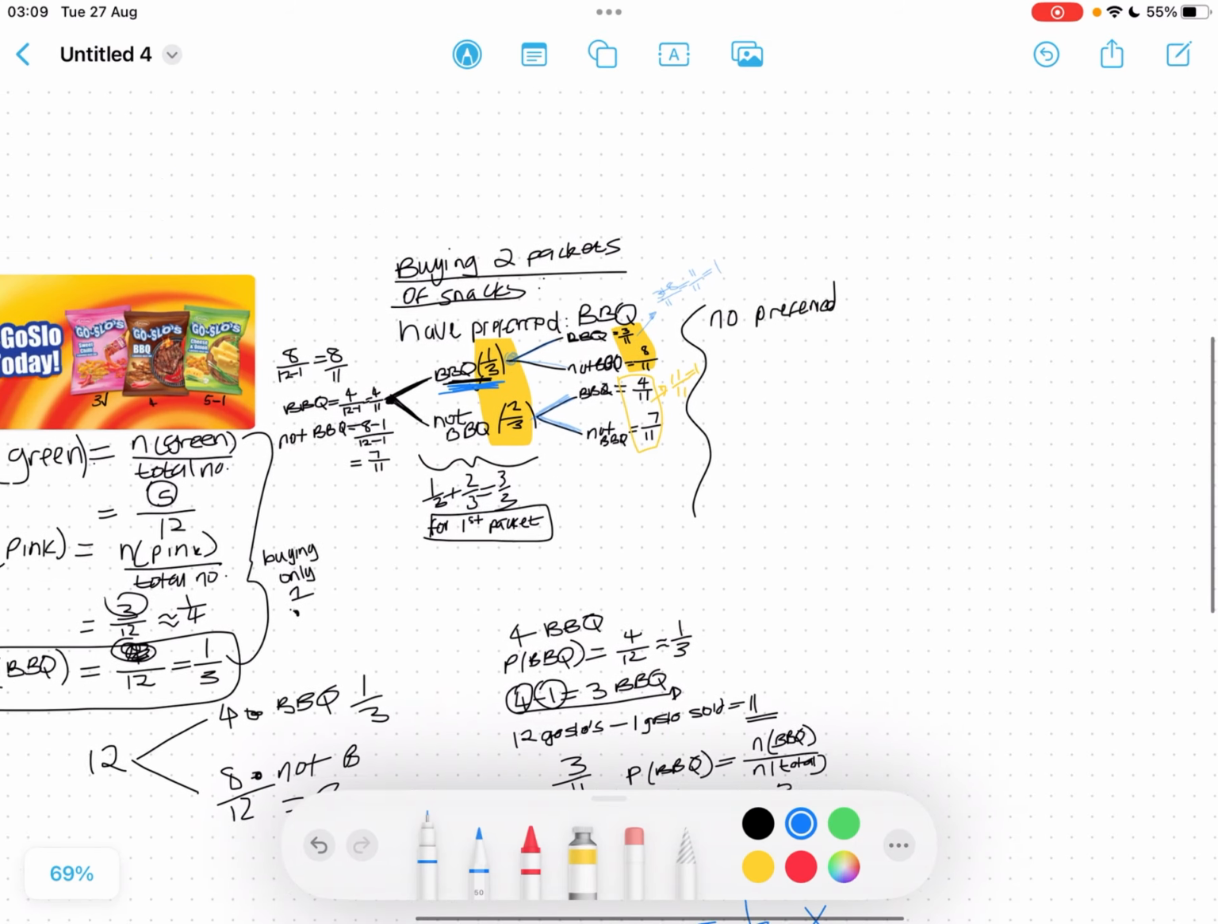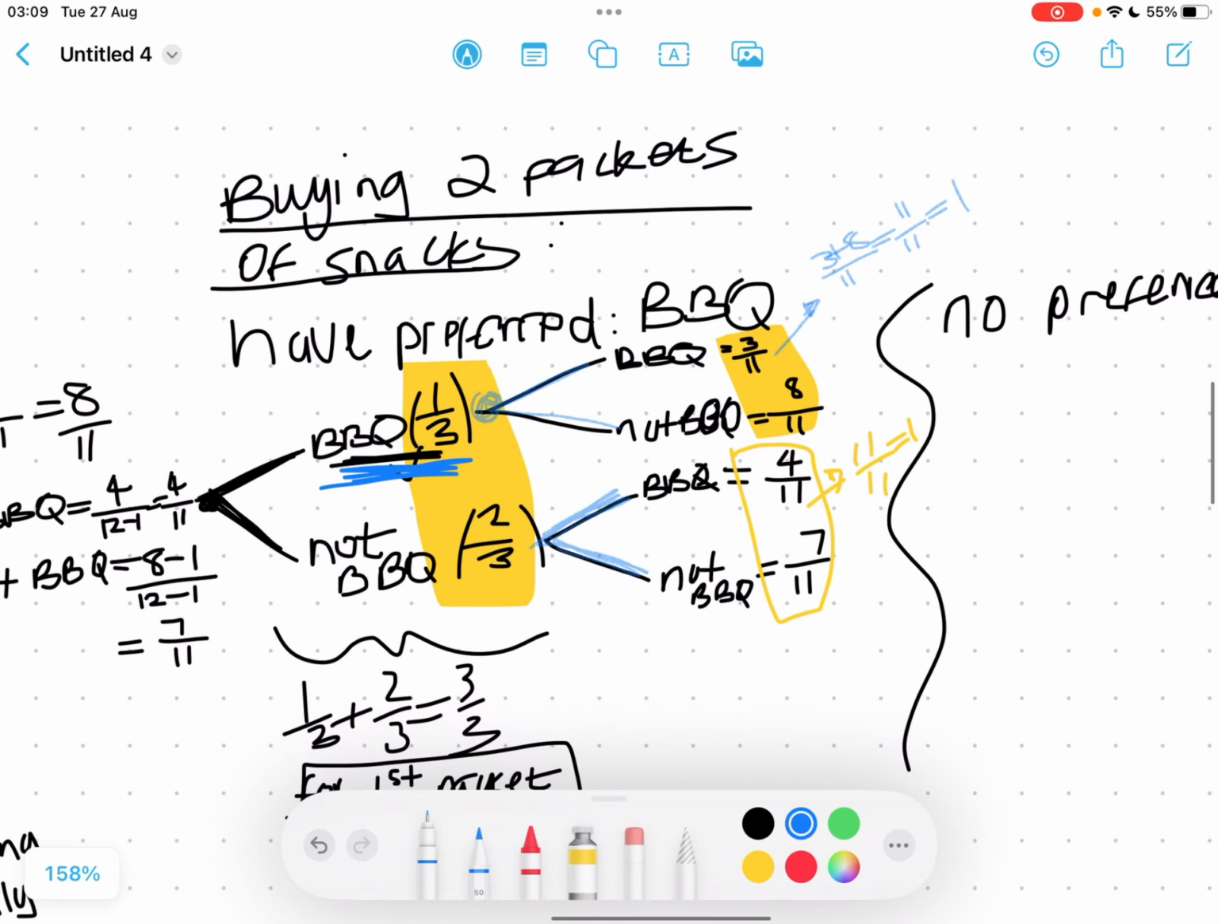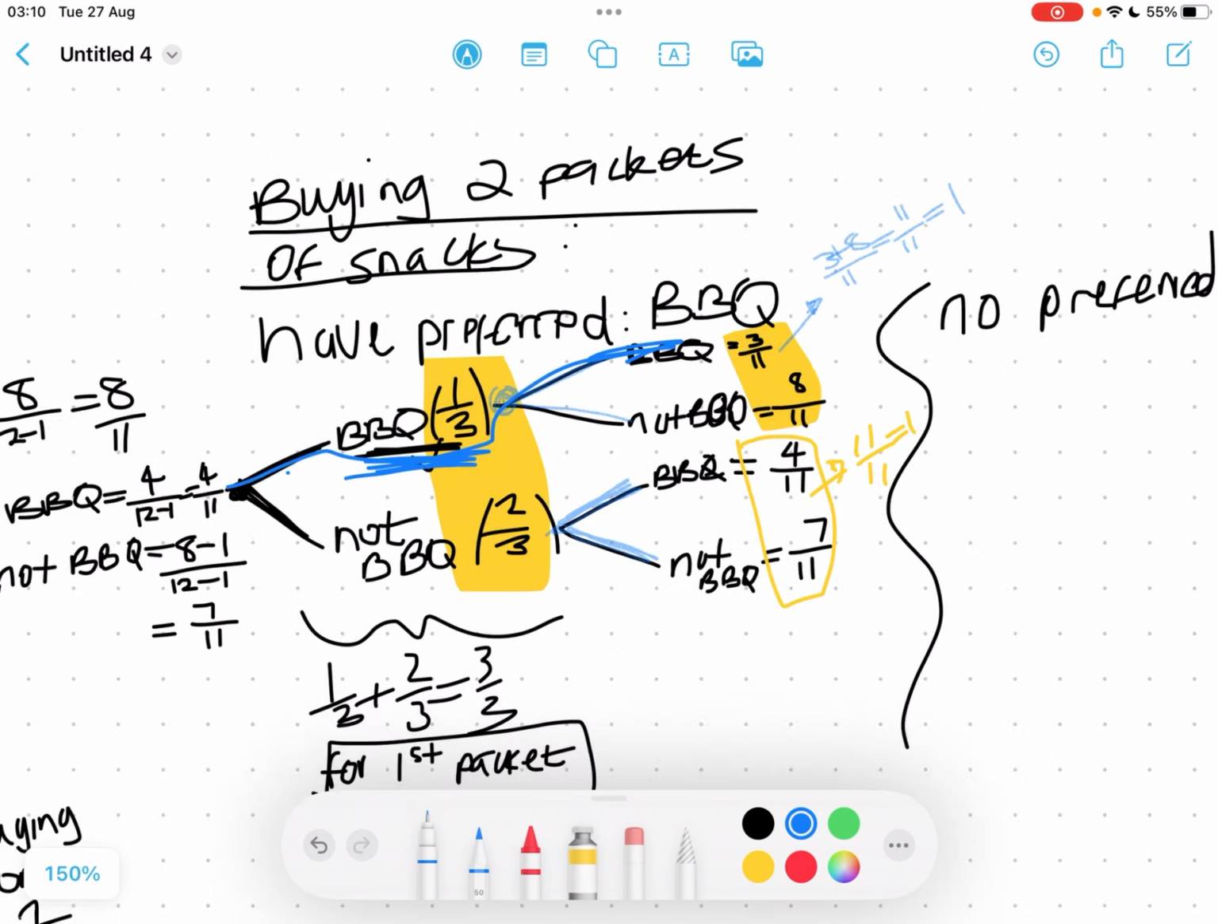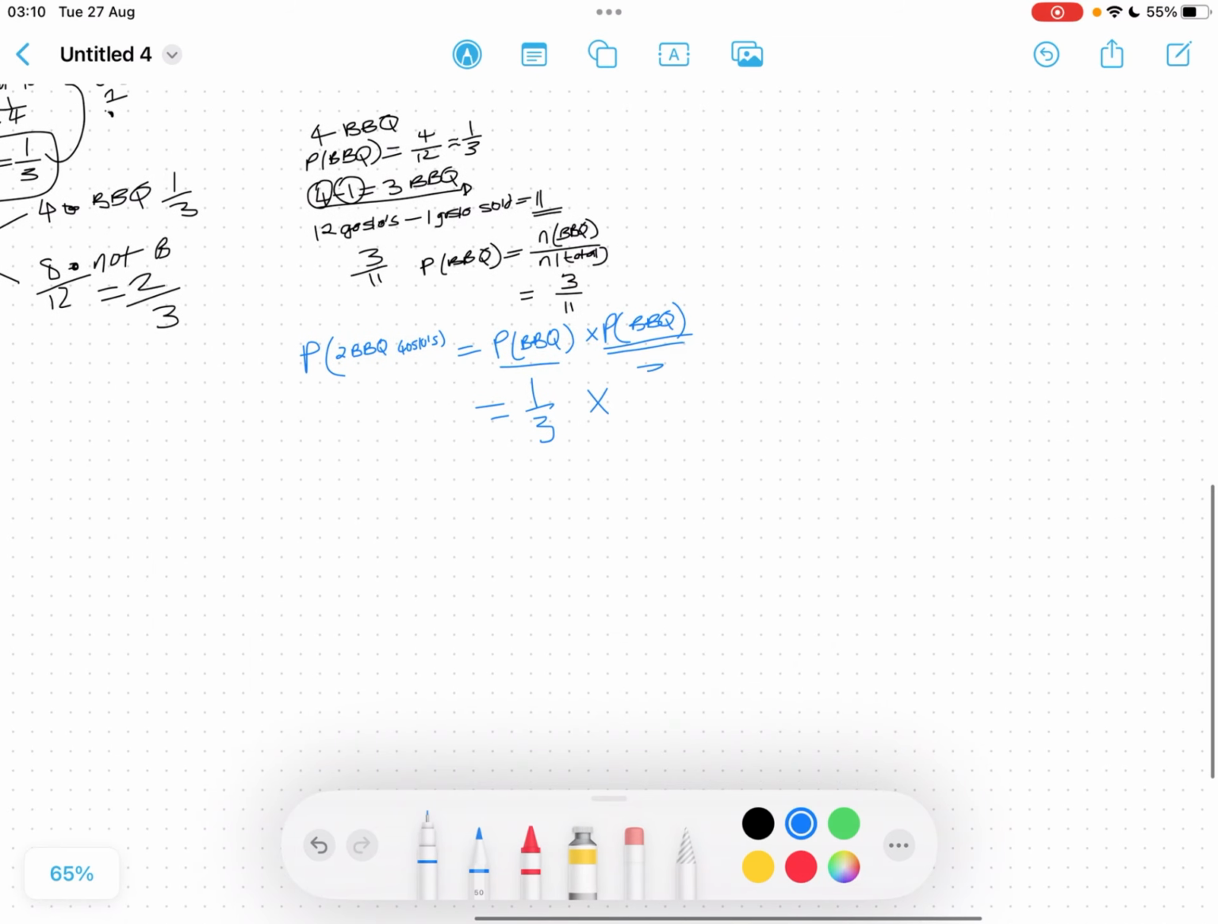For him to get barbecue the second time, you look at your tree. So this is barbecue, 1 over 3. And then for him to get barbecue again, he had a probability of 3 over 11. So it's going to be 3 over 11, which is equal to. So now you just have to multiply everything out, which gives me 3 over 33. Overall, I think it gives me 1 over 11. I hope this is correct.